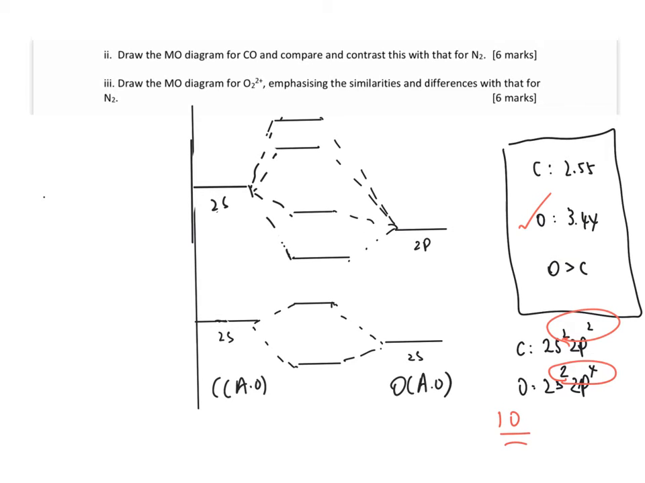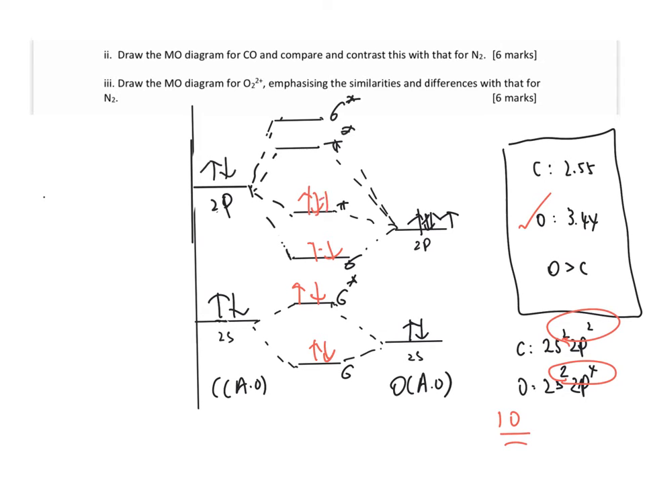So for carbon, there are 2 electrons in the 2s orbital and 2 more in 2p. Apologies, this should be 2p orbitals. And for oxygen, it will be 2 in 2s and 4 in 2p, which is slightly different. So while we are filling the electrons, we may calculate the bond order as well.